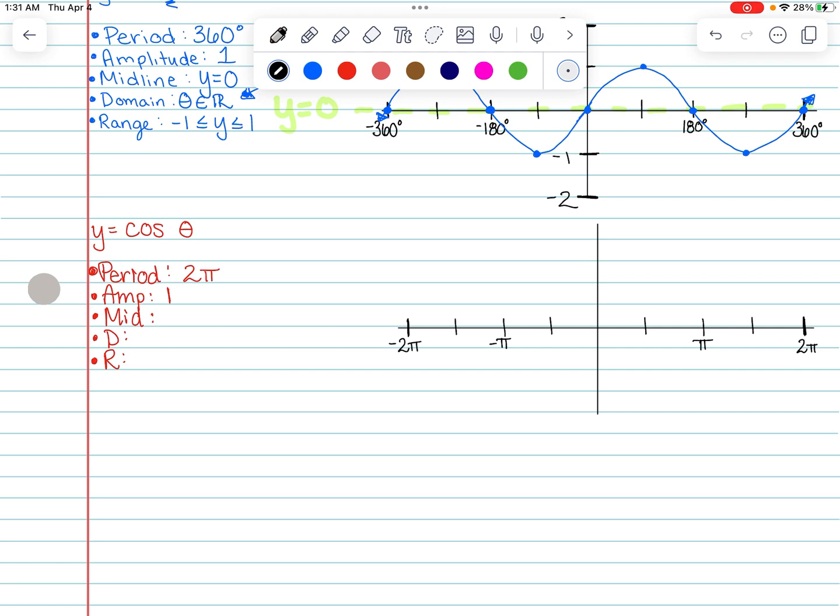Now cosine, much like sine, has an amplitude of 1. So on my y-axis, I always go double that value above and below the midline, which the midline for what we're doing in 2.7 is always just going to be 0. Specifically, y equals 0. And yes, you need that y equals because it is a line, and lines have equations, not numbers. It's a simple equation, but it is an equation.